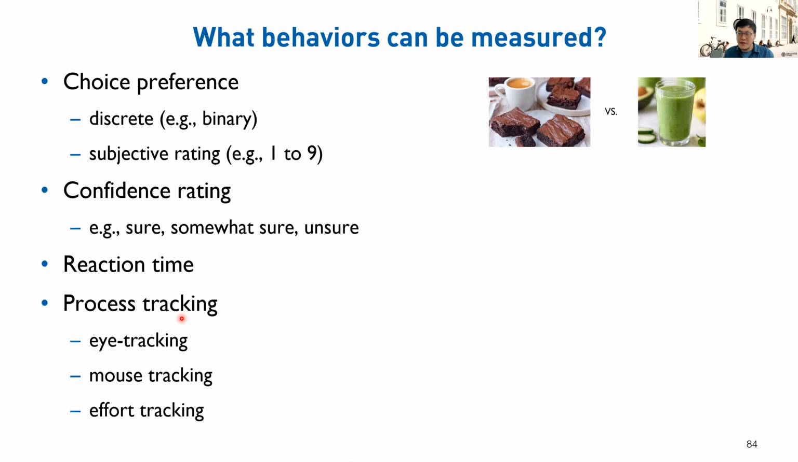So before you even make your choice, if you don't make your choice, I can never know your choice. I can never know your reaction time. But if I have other measurements like eye tracking, I could measure how long you have stared at the brownie, how long you have stared at the smoothie, or maybe you also jump in between the two options, right? Your eye movement is really important information. So here, eye tracking is one of the most frequently used methods in studying decision making. People want to know how much they look at it.